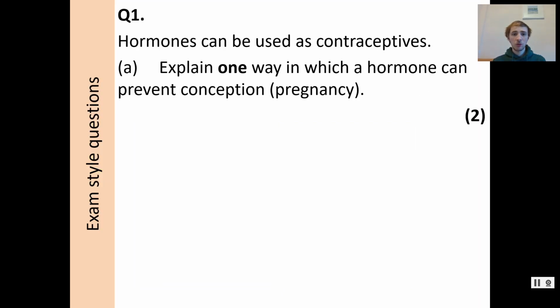Now we're going to talk about some questions on this. And these are exam questions. So we're moving on from general life advice to actually getting some grades in your exams. Now, we've got 1A here. Explain one way in which a hormone can prevent conception, pregnancy. So pause me. What would you think the answer would be for this question?